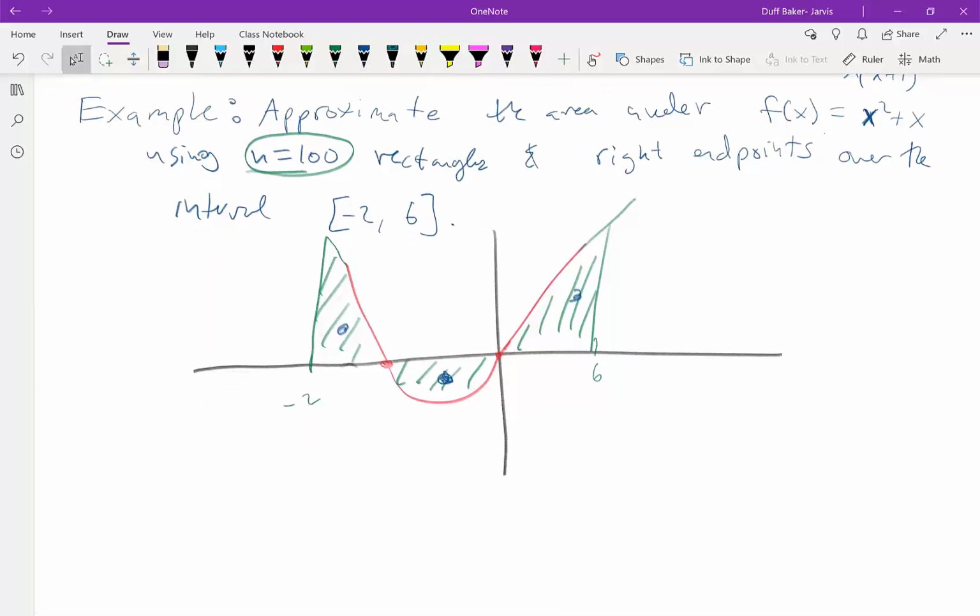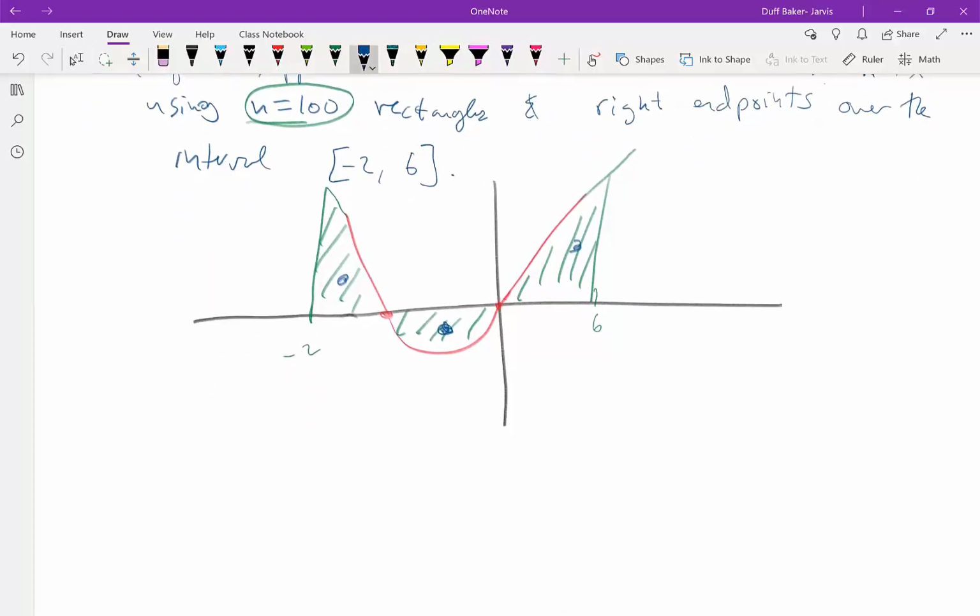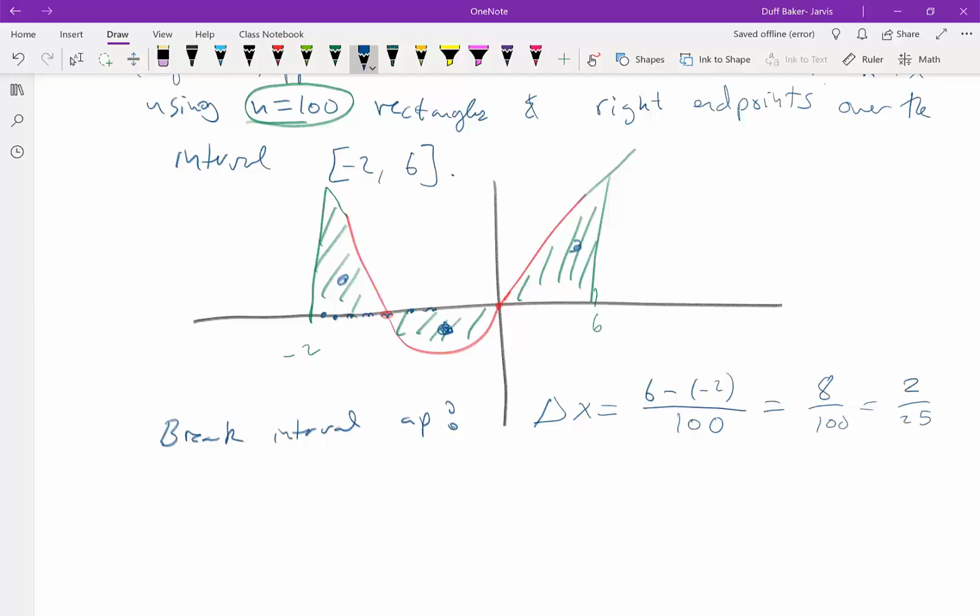Okay, and so our procedure from last time was to first break the interval up. And so delta x here, the width of each little tiny interval, right? We're going to break it up into a bunch of tiny little pieces here. Delta x will be 6 minus negative 2 over the number of pieces, which is the number of rectangles, which is 100. So this would be 8 over 100, or, let's see, it's 4 over 50, that's 2 over 25, if we wanted to simplify.